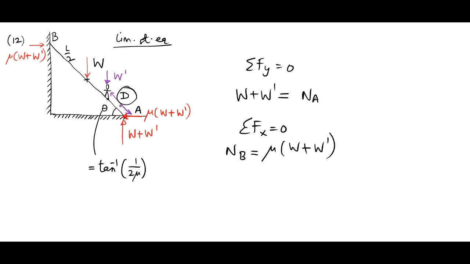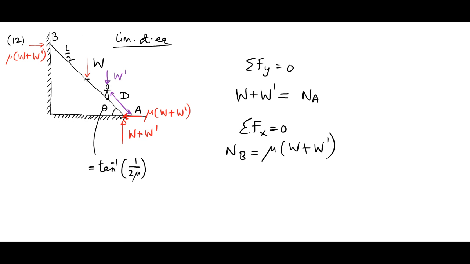So D is the distance between the man and point A. So obviously D has something to do with the placement of this particular force, and it means therefore that the line of action of W dash is going to be relevant in calculating the value of D, and therefore we must apply now the moment equation, because the line of action of a force is involved in the moment equations. So let's do that.